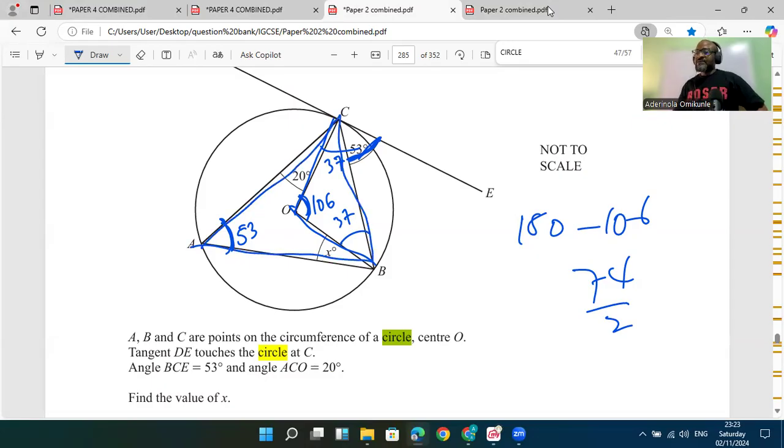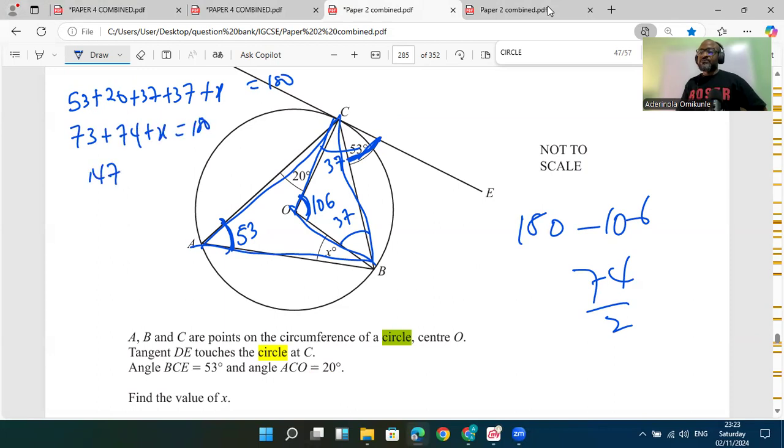So we can just say 53 plus 20 plus 37 plus 37 plus X, okay? To get 180. So if you add it properly, this is 73 plus 74 plus X is 180. So that's 147 plus X equal to 180. So X is 33. So X is 33 degrees. And that is that. Okay.